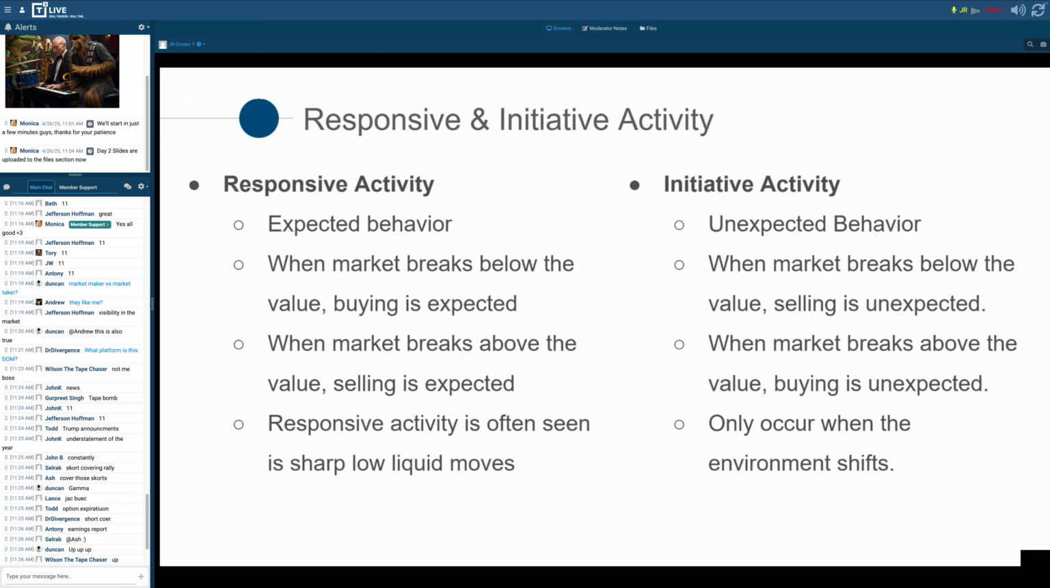So responsive activity is often seen as sharp, low-liquidity moves. So it's pretty self-explanatory. Initiative activity. So initiative activity is unexpected behavior, right? When the market breaks below value, selling is unexpected. When the market breaks above value, buying is unexpected, right?